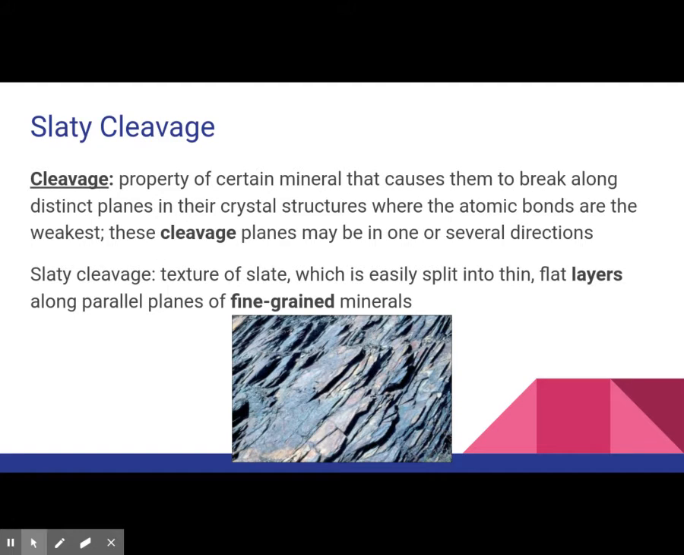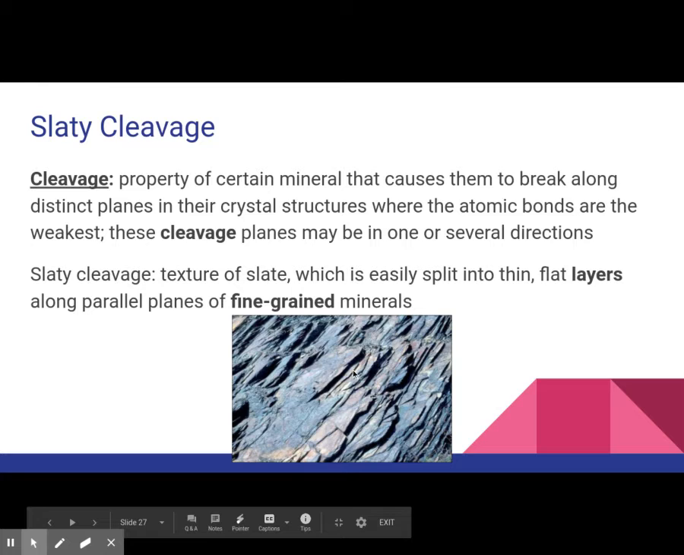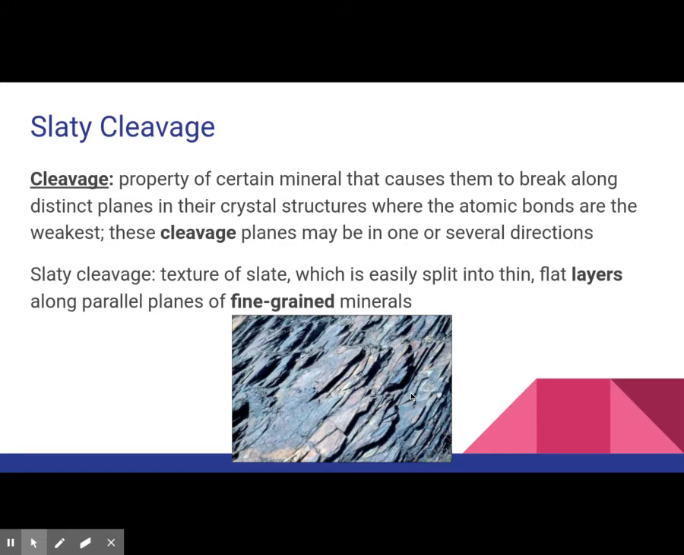So cleavage is a property that we find in certain minerals that causes rocks to break along distinct planes. So like you could see right here, these are the planes right here, these like layers that you can see. And if you were to kind of take something to chisel that away, this rock would break along those planes. So we call those cleavage planes, and it can be in just one direction, or we can find them in several directions. So slaty cleavage is the texture of slate. Slate is a type of rock that can split into thin, flat layers along those parallel planes.